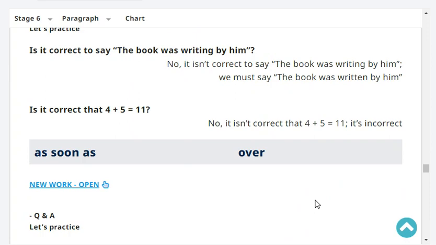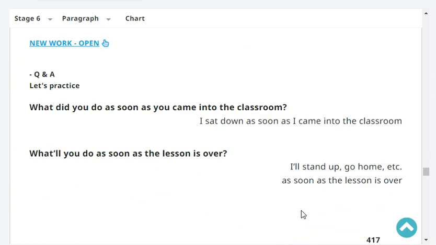No, it isn't correct. 4 plus 5 equals 11. It's incorrect. Very good. Okay, what did you do as soon as you came into the room?